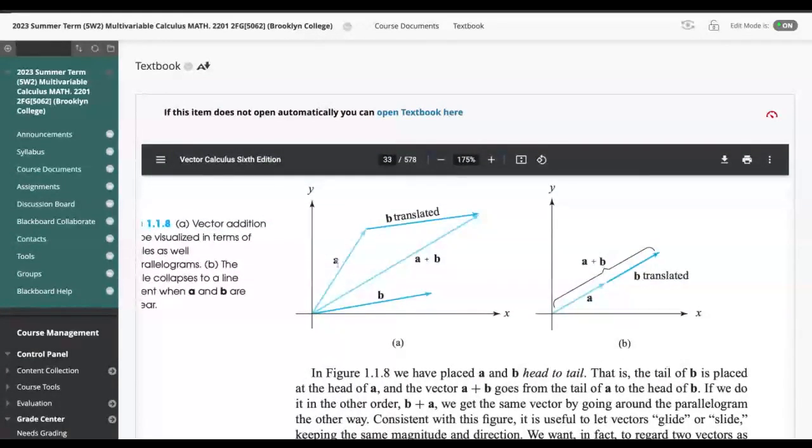This shows us why vector A plus vector B is this long diagonal. You see right here, right? If we have A, plus B, this shows this.